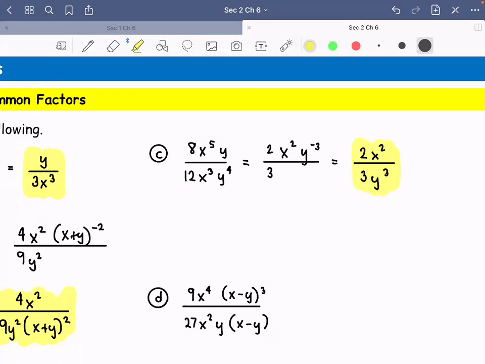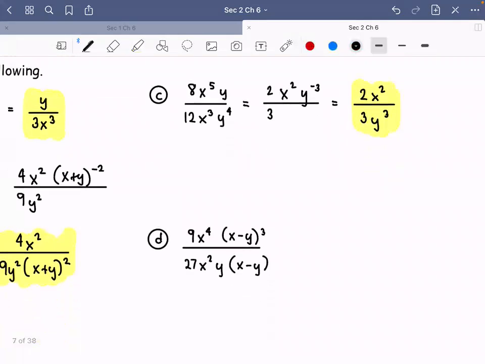Do you have any questions, class? All right, how about letter D? So letter D, or in your case, letter B. What is 9 over 27 in simplest form? That is simply equal to 1/3, right? Wait, let me write. So that is 1/3. And then what is x raised to 4 divided by x squared? That is simply x squared, because 4 minus 2 is 2.